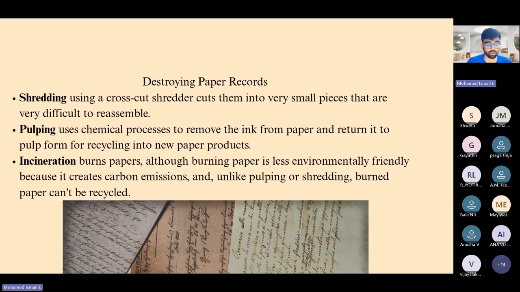So I hope these concepts are clear. You may expect questions on shredding, pulping, or incineration. These words might be ones you hear for the first time, so make sure you understand the meaning of shredding, pulping, and incineration.